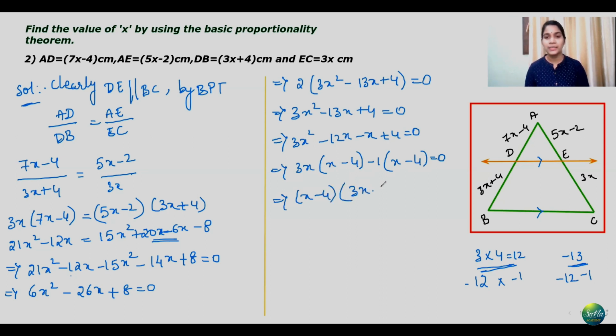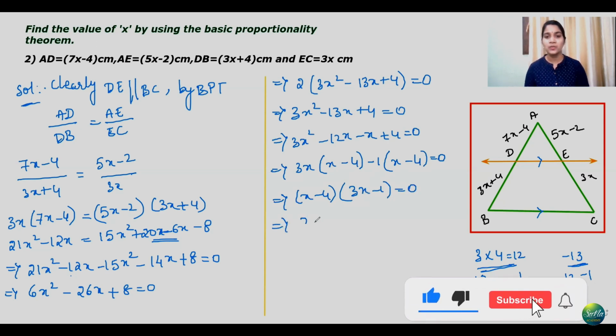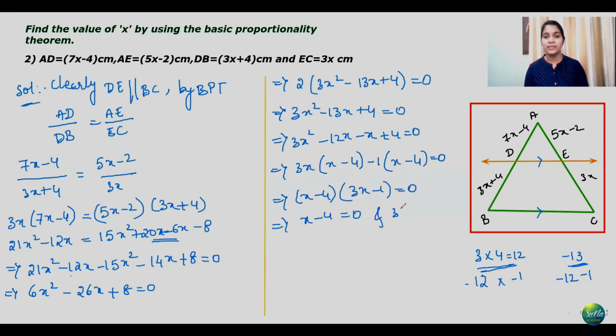Then we are left with 3x minus 1 is equal to 0. So making each factor equal to 0, we now have x minus 4 is equal to 0 and 3x minus 1 is equal to 0. So clearly from here, x is equal to 4, or 3x is equal to 1, and from here x is equal to 1 by 3.